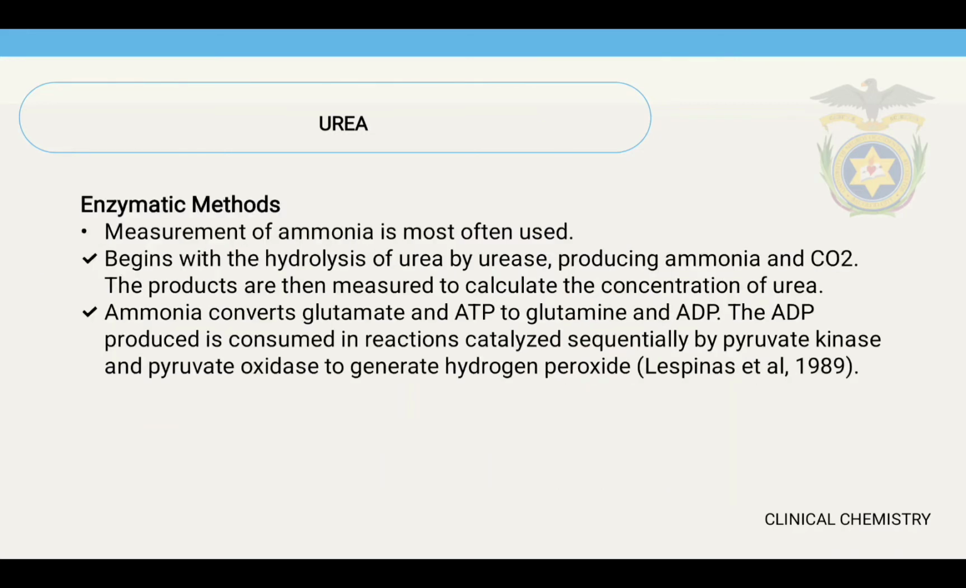For the enzymatic methods, the measurement of ammonia is most often used. This begins with the hydrolysis of urea by urease, producing ammonia and CO2. The products are then measured to calculate the concentration of urea. Ammonia converts glutamate and ATP to glutamine and ADP. The ADP produced is consumed in reactions catalyzed sequentially by pyruvate kinase and pyruvate oxidase to generate hydrogen peroxide.